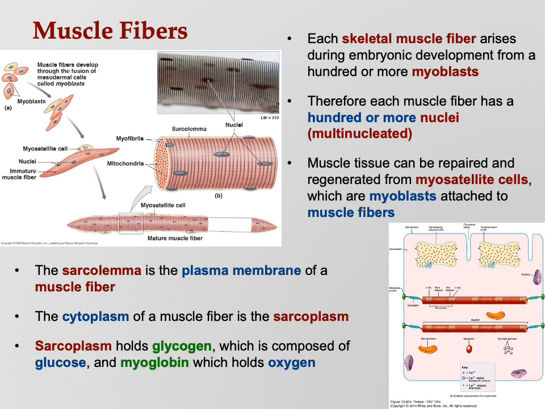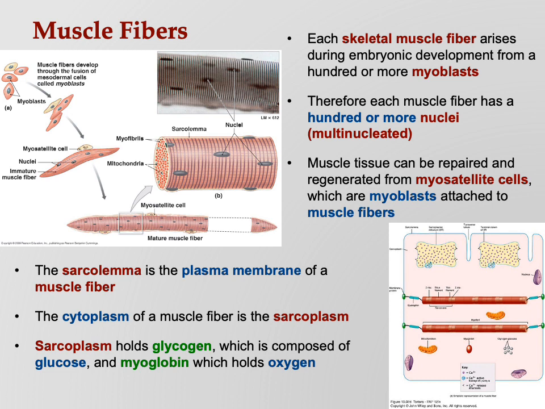And the sarcoplasm contains two important molecules that I'm really emphasizing right now. I'm making a big deal about this, and I'm going to expect you to know it, and I'm going to ask you about it later. The sarcoplasm holds glycogen, which is composed of glucose, and myoglobin, which holds oxygen.